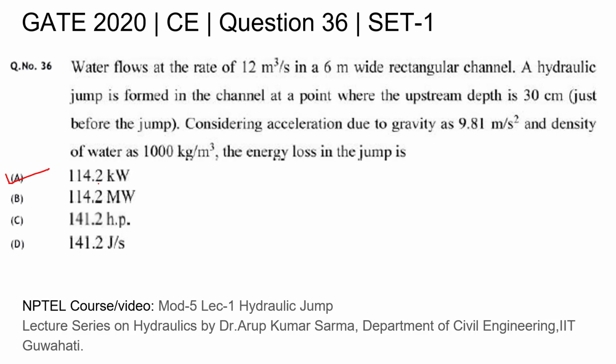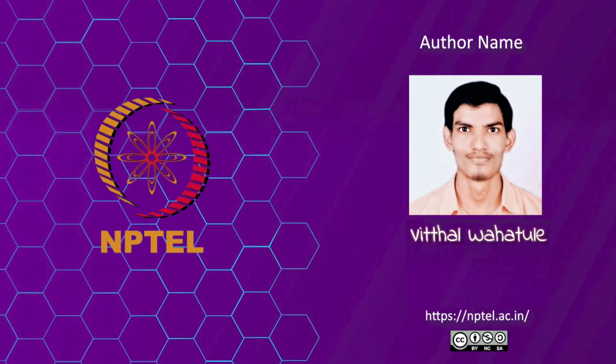This difference is due to the calculations. Sometimes we use 9.81, some people will use 9.8 only. That kind of small difference is okay here, because the answer units are very different for every option. Only this numerical 114 is given in the second option, but it is in megawatt. So our correct answer is option number A. Thank you.